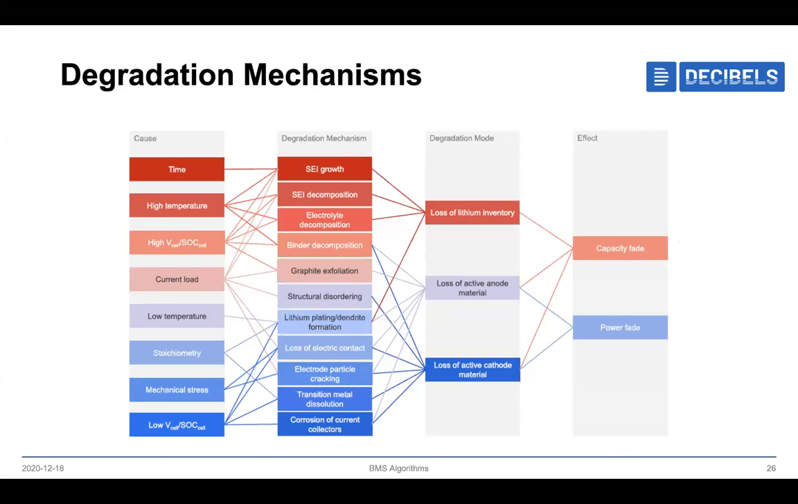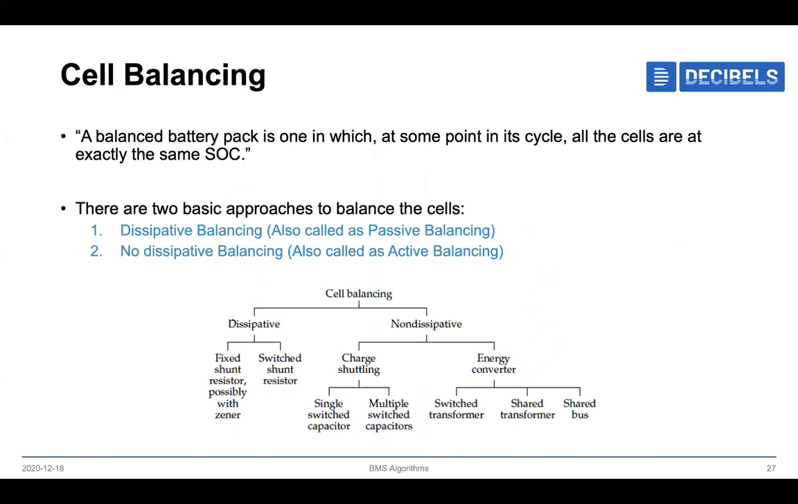So the next important functionality is cell balancing. The main aim of cell balancing is to balance the cells in terms of voltage or in terms of SOC, state of charge. As I told you, there might be one cell which is very weak.